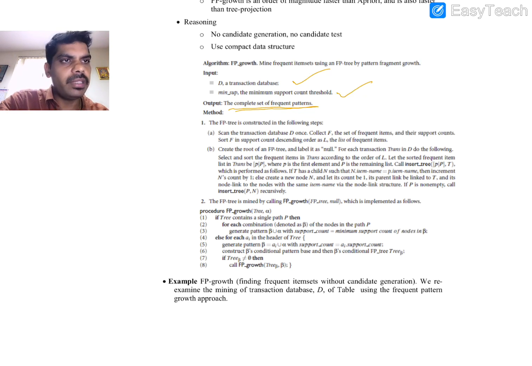And for this, what is the method we are going to follow? Initially, we scan the database, and whatever frequent item sets meet the minimum support count, we identify as L1. What is L1? Frequent one item sets. Then, the transactions which are listed, we rearrange as per the support count, in descending order of support count.